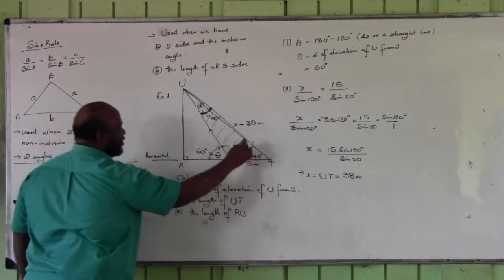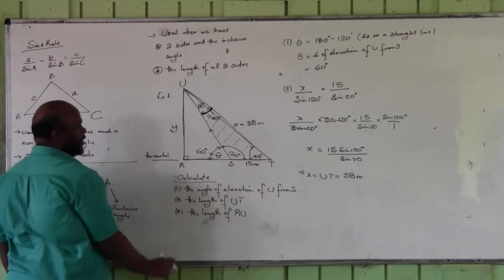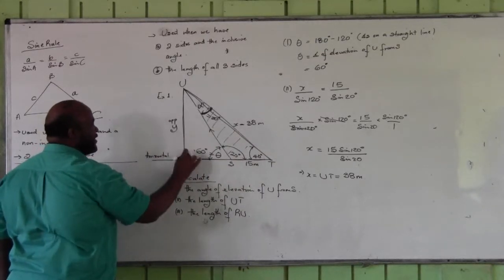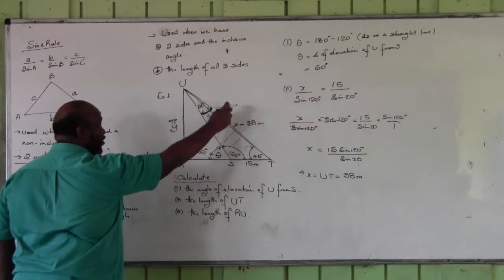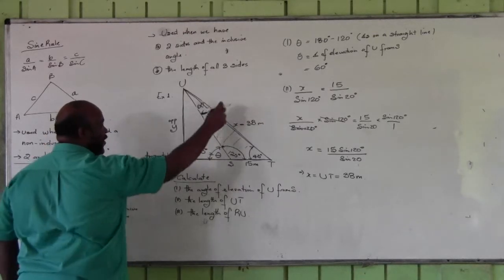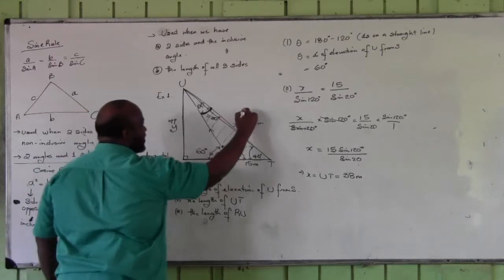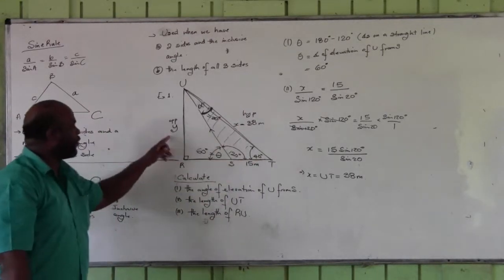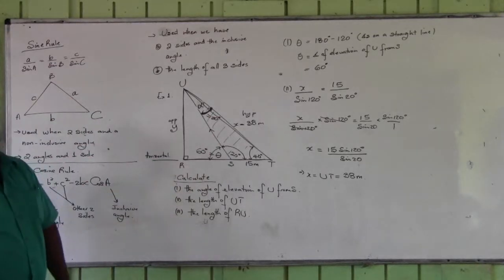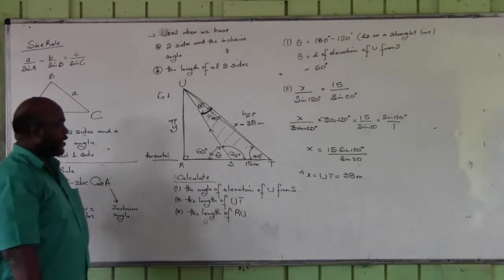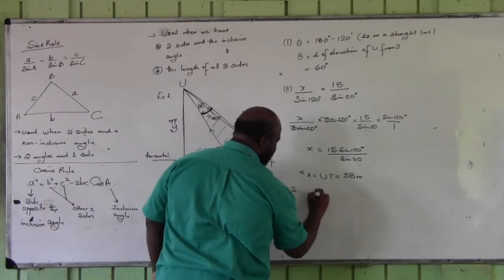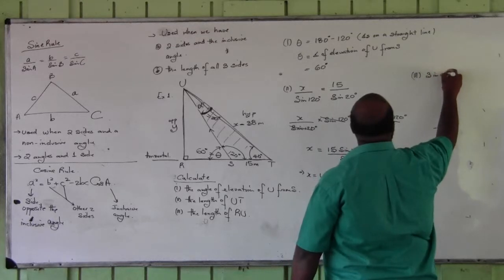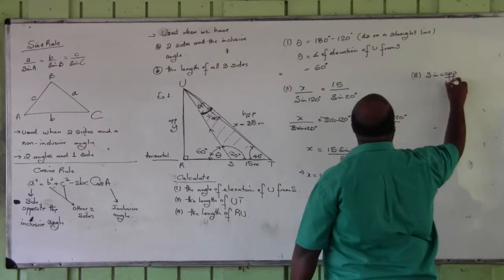What is this side to the 40 degrees? Opposite. What is this side? The side in front of the right angle is the hypotenuse. Which ratio includes opposite and hypotenuse? Sine. I'm going to say sine is equal to opposite over hypotenuse.